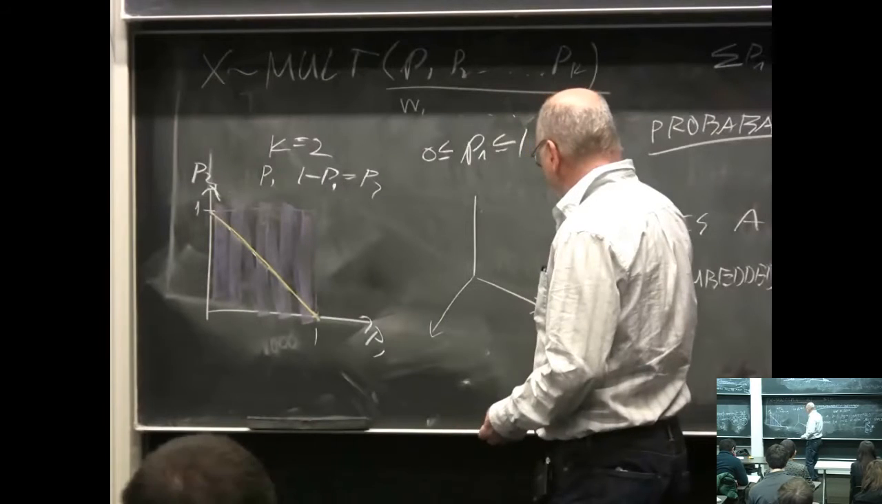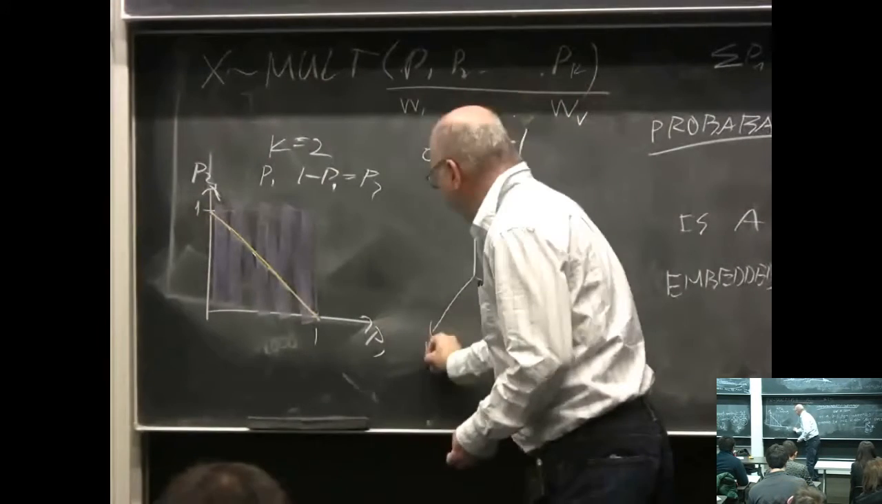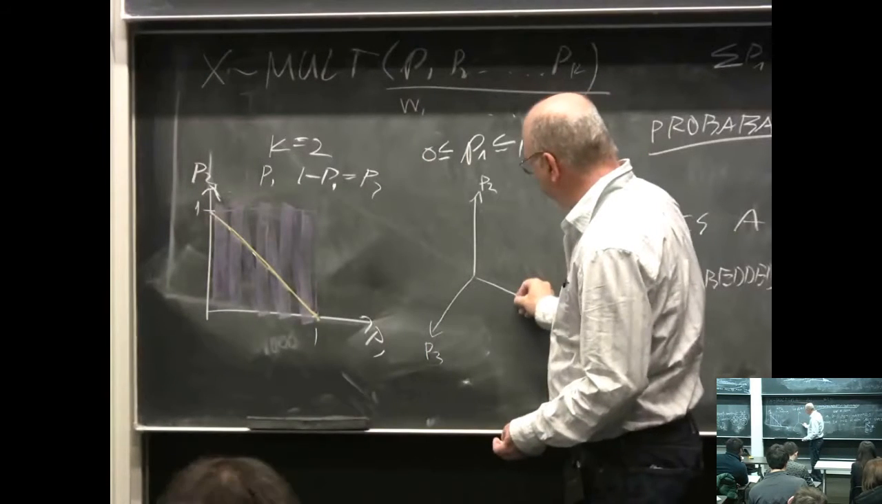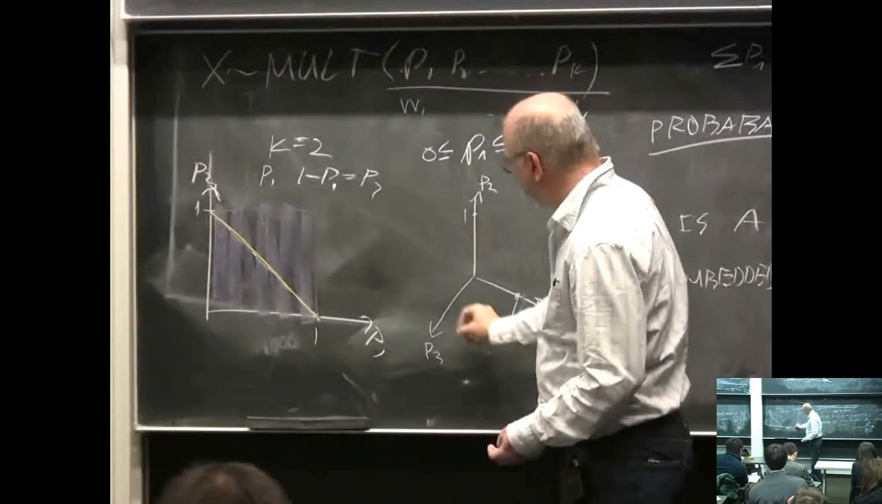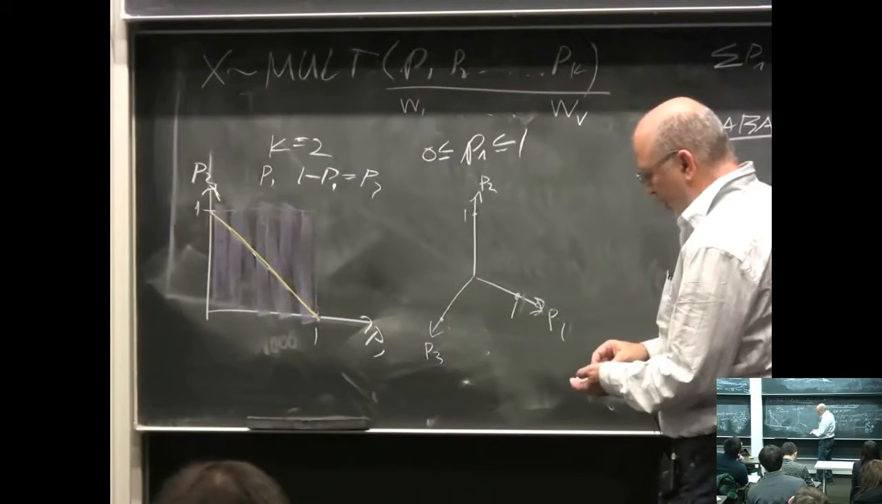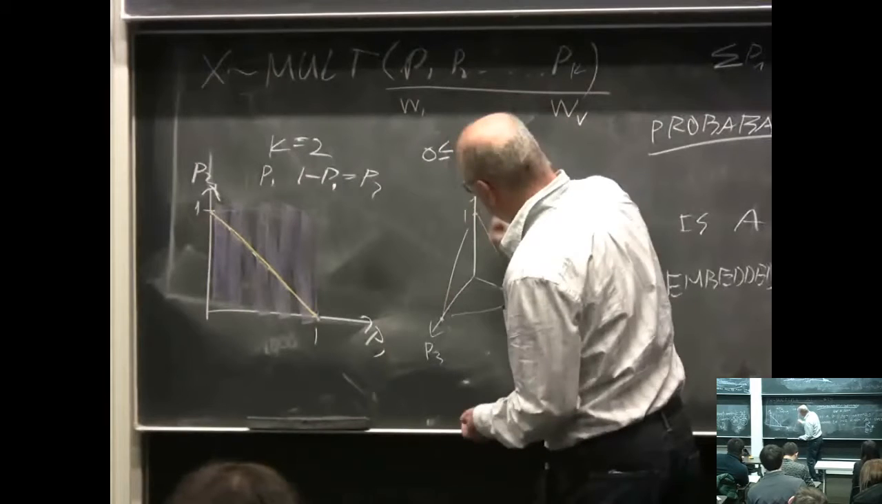So this will be P1. This, say, will be P2. And this will be P3. The maximum value you can get on P1 is here, 1. The maximum value you can get on P2 is 1. Maximum you get on P3 is 1. And now I'm going to connect them with something like a triangle.